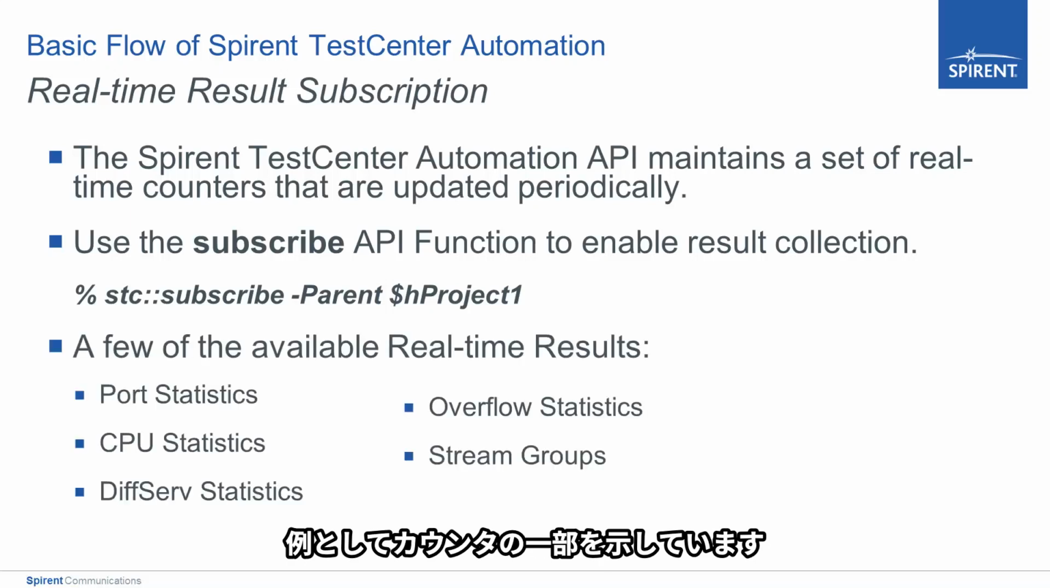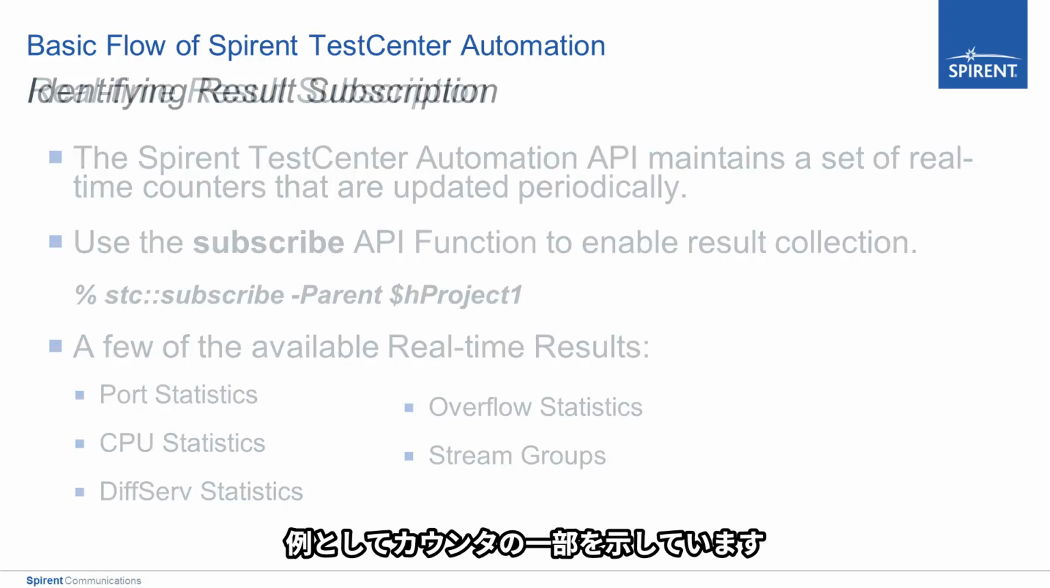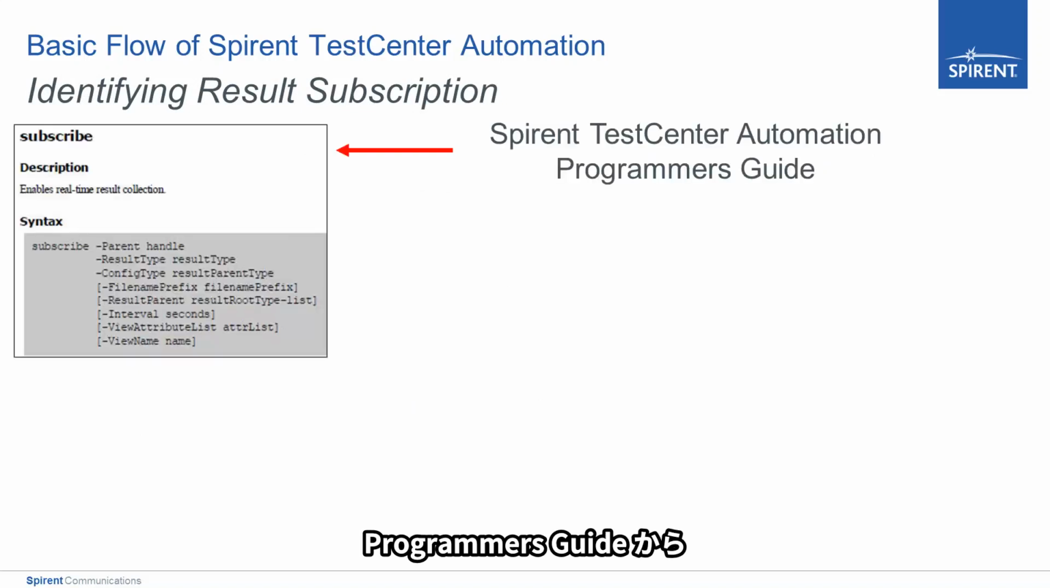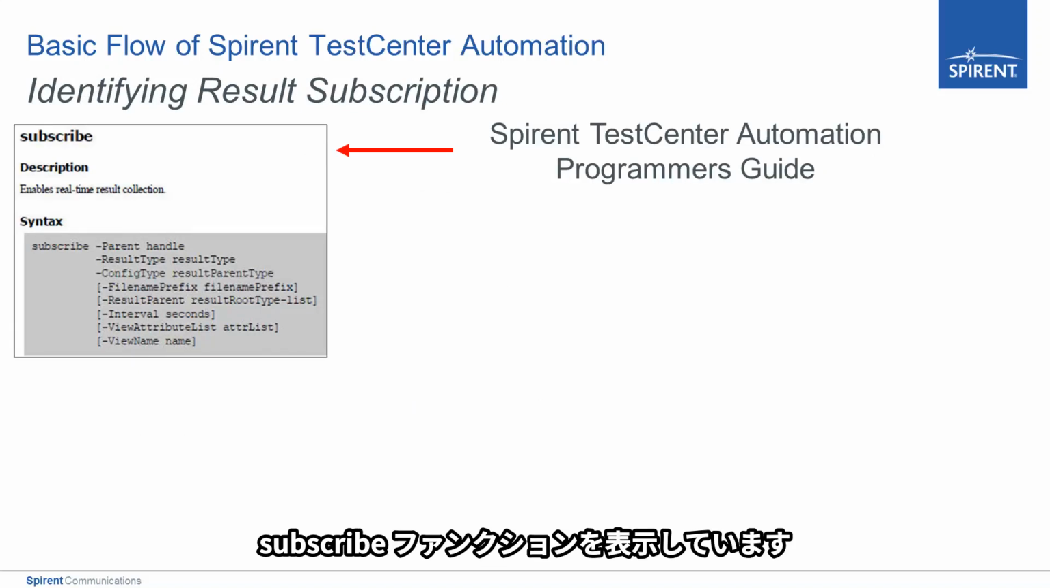A few of the available real-time results include port statistics, CPU statistics, diff-serve, overflow, stream group. There are others. This is a sample of them. Before we look at the actual code that will describe the result subscription, let's take a look at the documentation. Within the Spirent TestCenter Automation Programmer's Guide, we will find the subscribe API function.